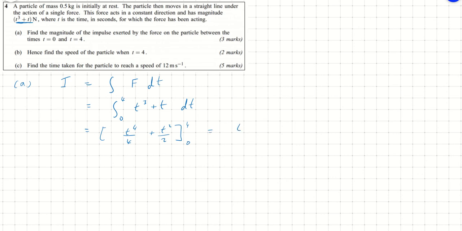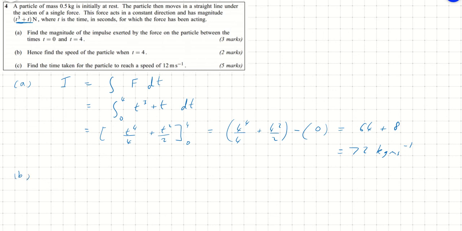The upper limit of that is 4 to the 4 over 4 plus 4 squared over 2. And then the lower limit is, well, when we substitute 0 into our integrand, we just get 0. So we end up with 4 to the 4 over 4, which is 64, plus 16 over 2, which is 8. So this is 72. And the units of impulse are kilogram meters per second, which is actually the same as Newton seconds. So either is appropriate for impulse. And that's my answer. Impulse is 72 kilogram meters per second.